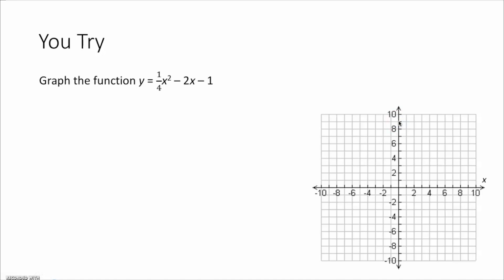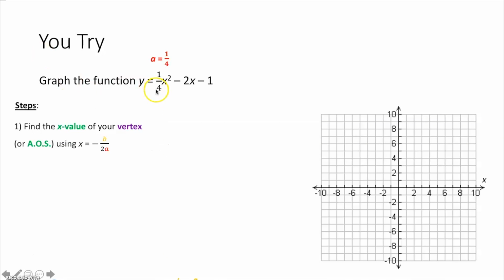You try. Okay, doing the same thing here. So first, what we want to do is find the x value of the vertex or axis of symmetry using x equals -b over 2a. So in this case, our a is 1/4, our b is -2, and our c is -1. So we use our axis of symmetry formula. We plug in -2 for b. We plug in 1/4 for a.